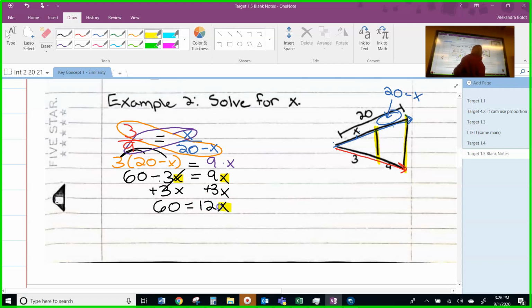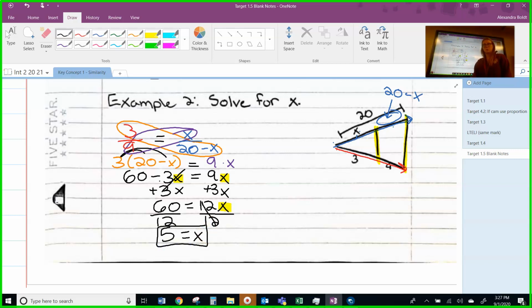I still have this x I'm trying to get by itself, so I'm going to divide by 12. Right? That cancels this out. 60 divided by 12 is 5. 5 is what x is. Okay. All right, let's look at our next example.